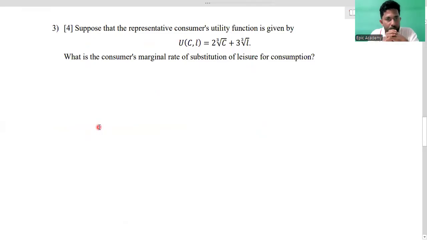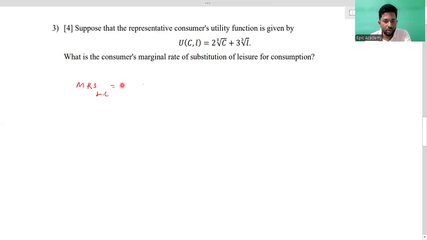Suppose that the respective consumer utility function is given in terms of consumption and leisure, C and L. The total utility function is given here. Then you can identify the marginal utility, which you have to utilize here. So how can you calculate the marginal utility for both consumption and leisure? The MRS, MRS LZ, where L means leisure and Z means consumption, respectively leisure for the consumption, right?